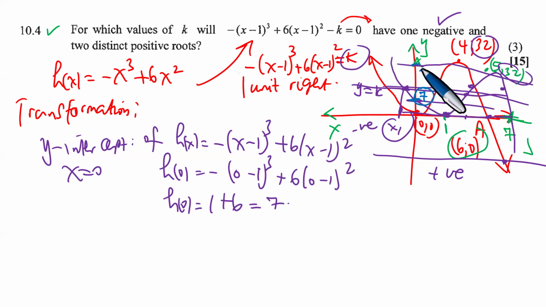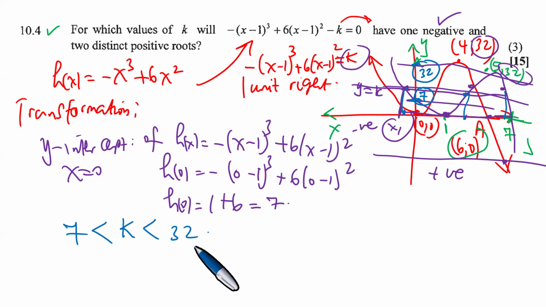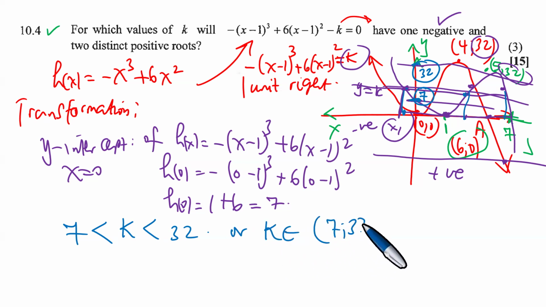And this one here is going to be at 32. So to make sure that this horizontal line is going to cut at an x value that is negative, but also intersects the purple curve at two distinct x values, it means therefore that our k will have to lie between 7 and 32. If we want to give the answer like this, we'd have to say k is an element of the interval from 7 to 32, like so.